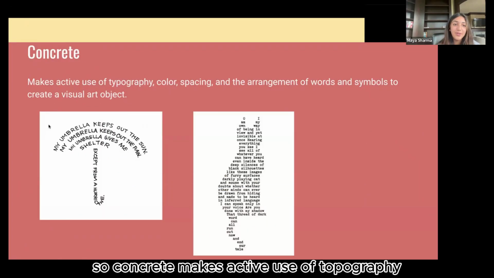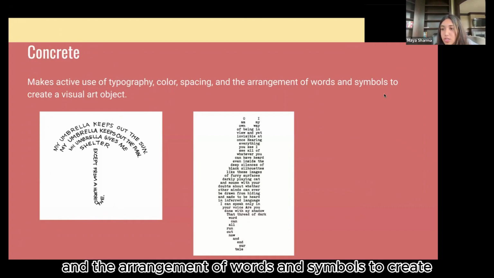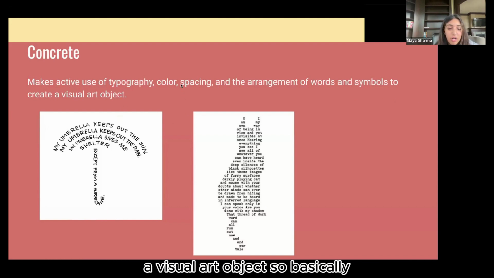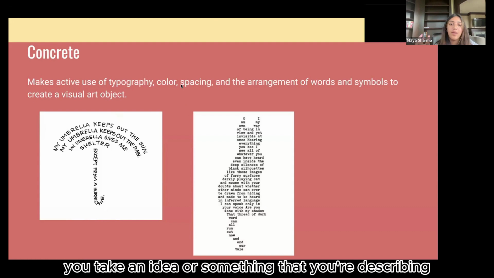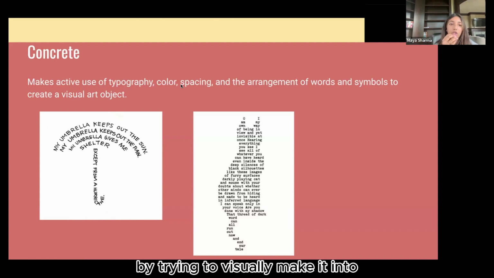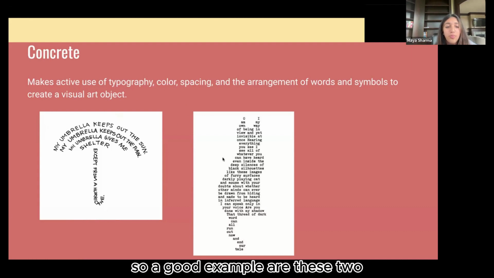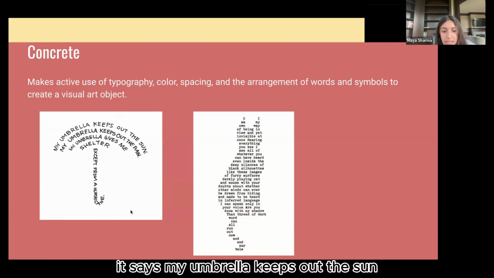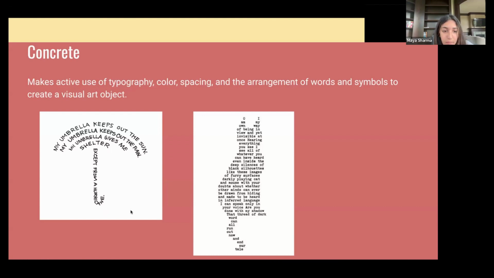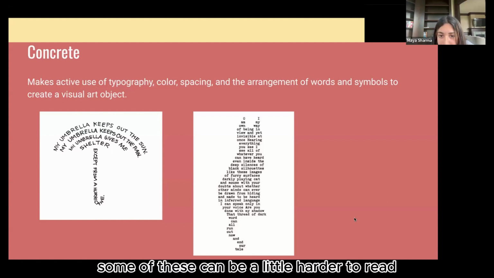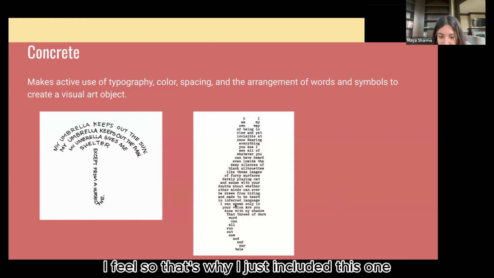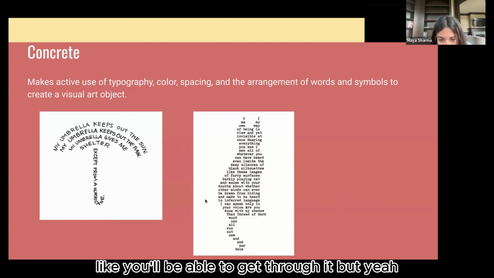And so concrete. Concrete poetry makes active use of typography, color, spacing, and the arrangement of words and symbols to create a visual art object. So basically what this means is you take an idea or something that you're describing and you try to make it more concrete by trying to visually make it into the thing that you're describing. So a good example are these two. This one is of an umbrella. It says, my umbrella keeps out the sun. My umbrella keeps out the rain. My umbrella gives me shelter, especially from a hurricane. And then this one is of a cat. Some of these can be a little harder to read, I feel. So that's why I just included this one. But once you start reading it, you'll be able to get through it.